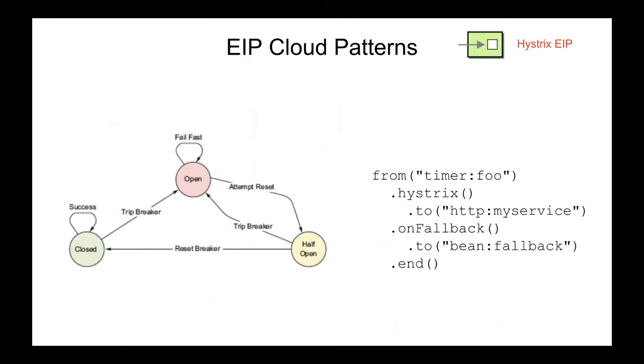Another pattern which we're going to see in the demo is around circuit breakers, which is the Hystrix pattern. We do have a circuit breaker pattern that comes out of the box in Camel Core. However, we have deprecated that in favor of Hystrix. Hystrix is a much more robust and powerful implementation of the circuit breaker. It's battle tested, it's used a lot. It's really awesome.